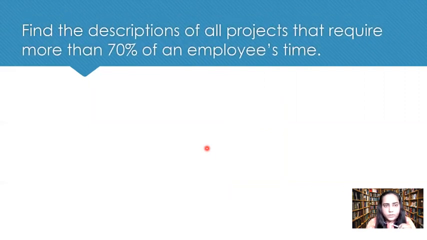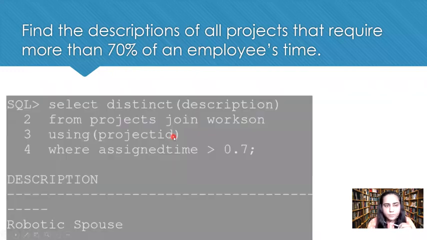Let's now see our next query. This says, find the descriptions of all projects that require more than 70% of an employee's time. Again, 70% we will be considering as 0.7 because all our values are stored in that manner. So 70% would be 0.7. This is how you are going to write your query.